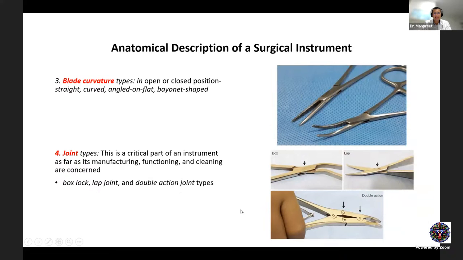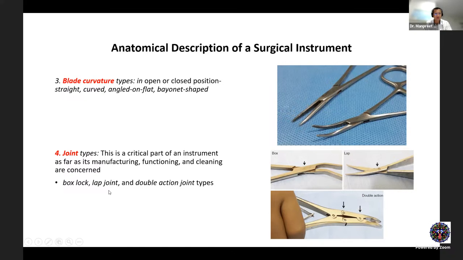Then you go on to the blade curvature. You can describe it, is it in the open or closed fashion? You can just see that this is a straight blade and this is a curved blade. It can be angled, even sometimes like your Vannas scissor. Sometimes you must have seen that it's an angled one, having an obtuse angle or bayonet shaped. Bayonet shaped instruments are used intranasally when you may be doing nasal cracking or removing something from the nose. Then you need a bayonet shaped instrument so that you can have good visibility and the maneuverability inside the cavity is not hampered.